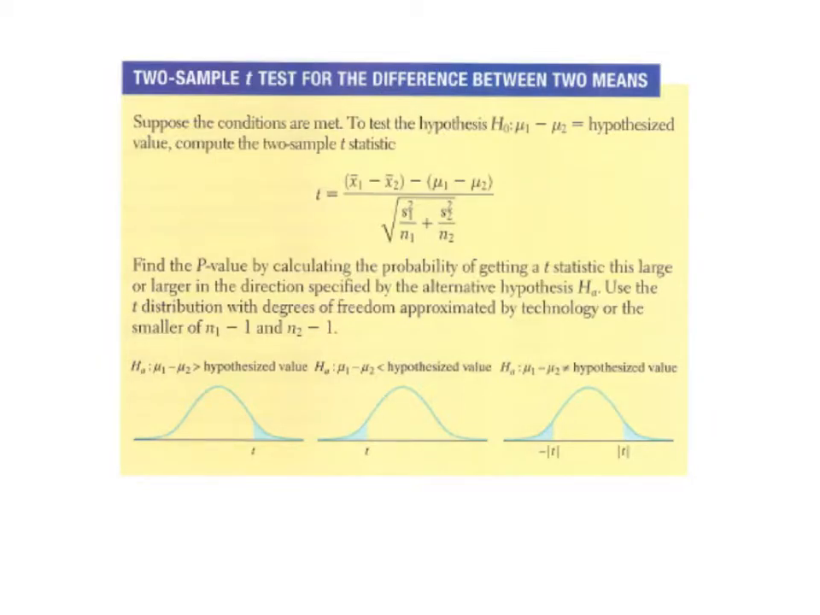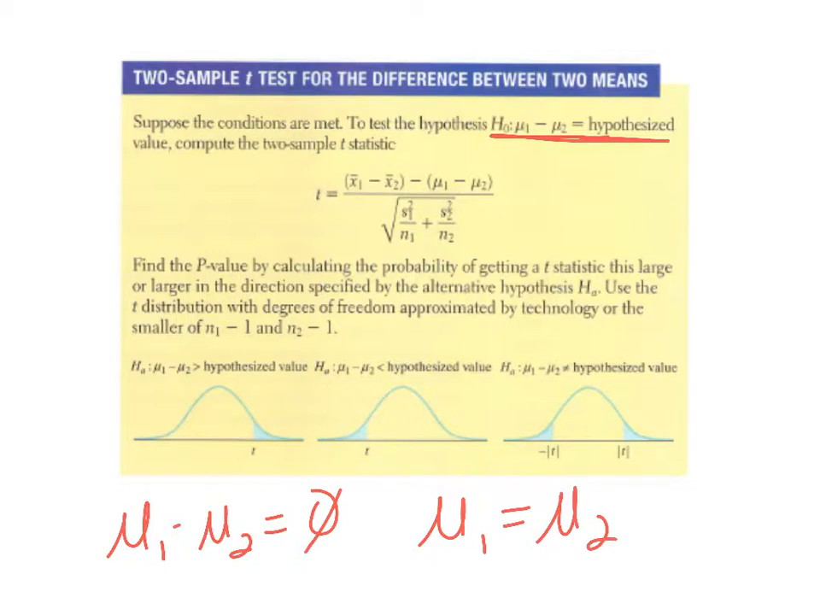Okay, so let's look at a significance test for the difference between two means. If our conditions are met, and our conditions are the same as before, we're going to be testing our null hypothesis here of mu1 minus mu2 equals our hypothesized value. Basically, mu1 minus mu2 would equal 0. They'd have no difference, or they'd be the same, right? You can use either one of those null hypotheses: mu1 minus mu2 equals 0, or mu1 equals mu2.